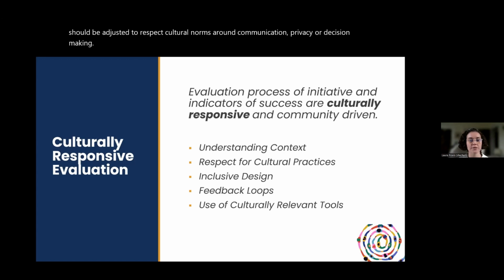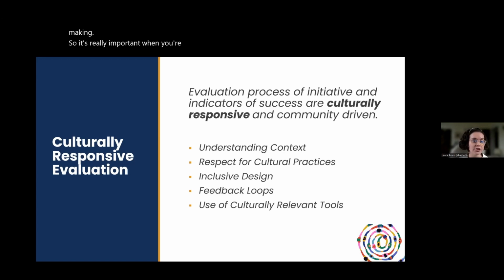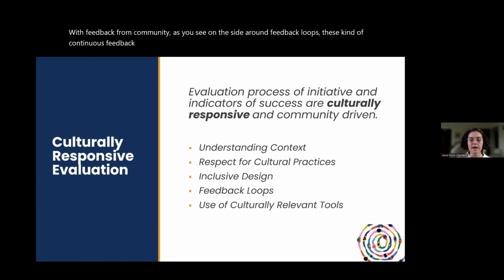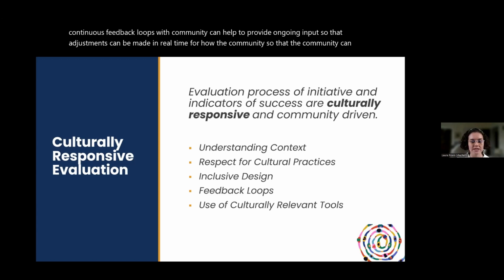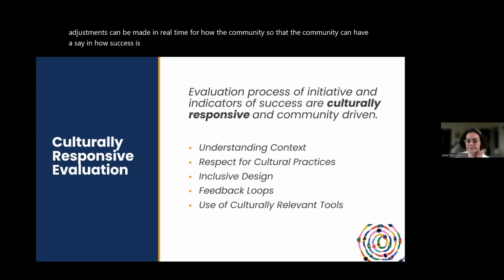So it's really important when you're conducting evaluation to make sure that you are conducting and planning for your evaluation with feedback from community. As you see on the slide around feedback loops, these kind of continuous feedback loops with community can help to provide ongoing input so that adjustments can be made in real time, so that the community can have a say in how success is assessed and tailored.